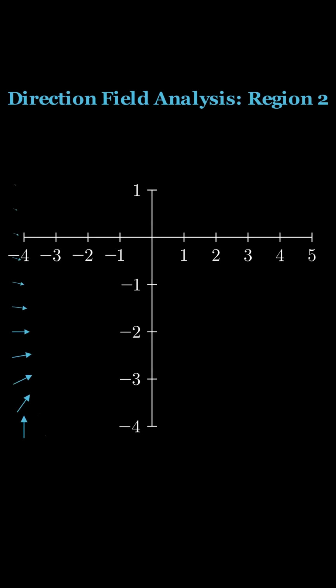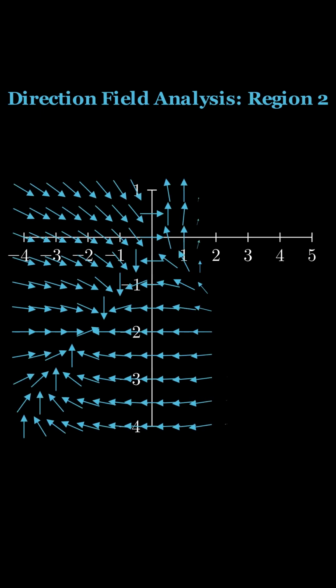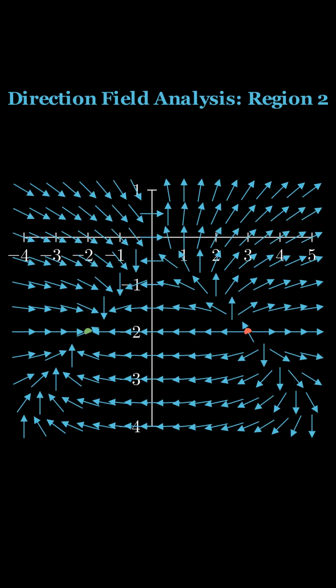Now let's move to the second region containing the critical points -2, -2 and 3, -2. I'll display the direction field for this region. Notice the different scale and the location of these points.